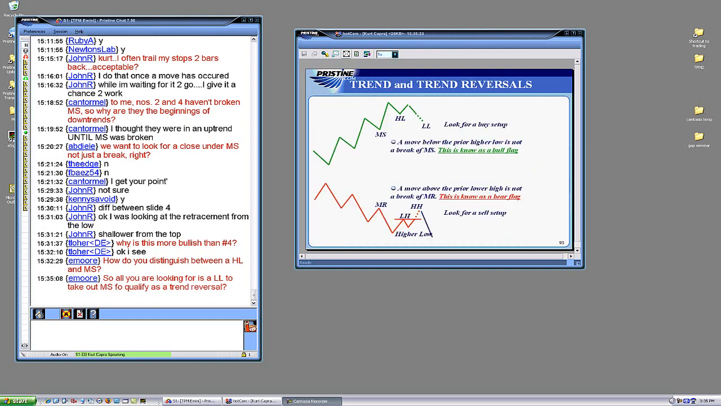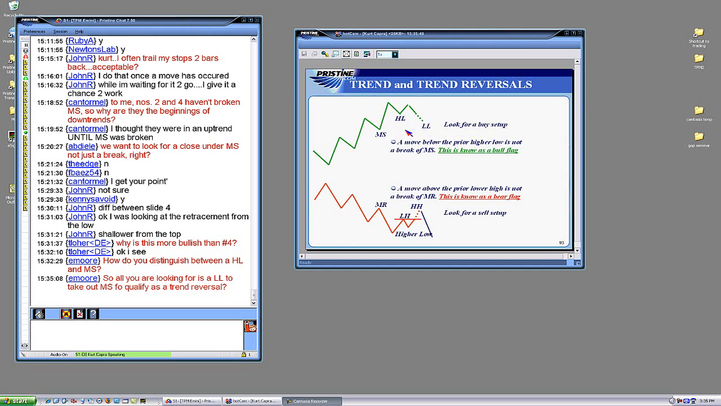I'll go back to this slide. This lower low, in this example, does not take out major support. This lower low does not take out major support.